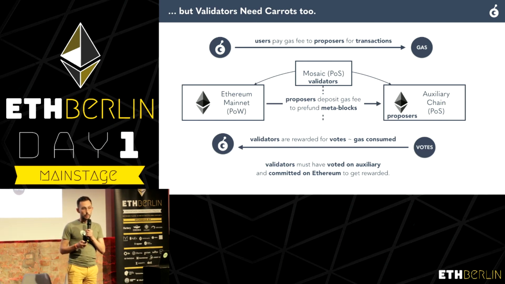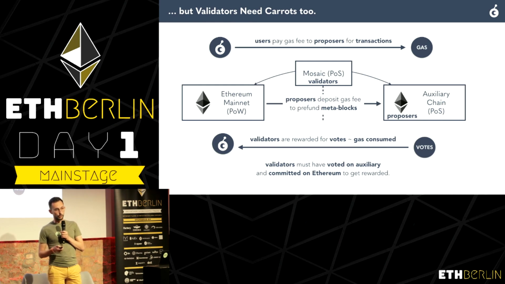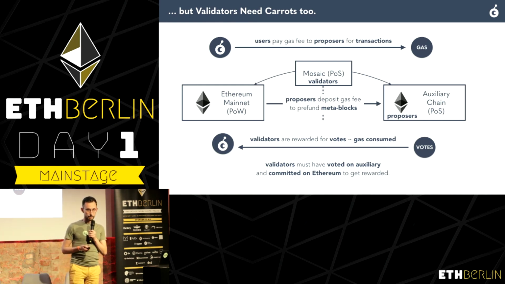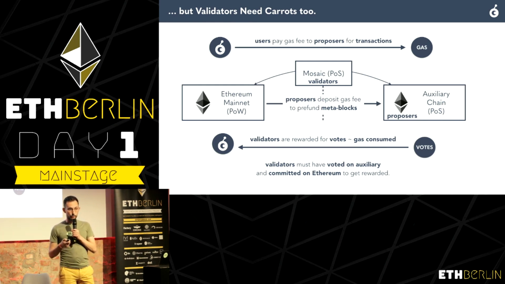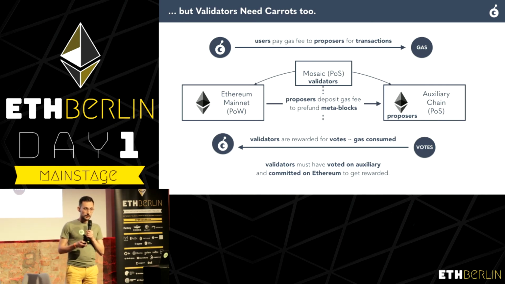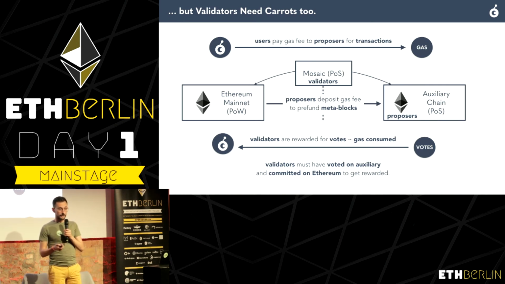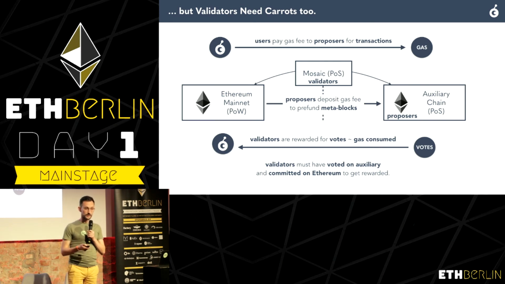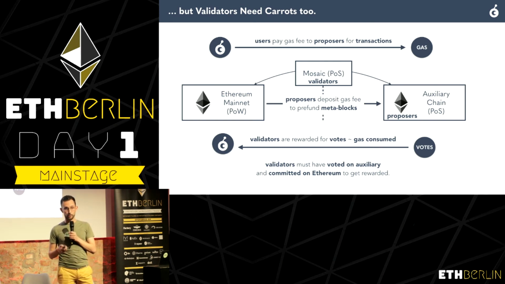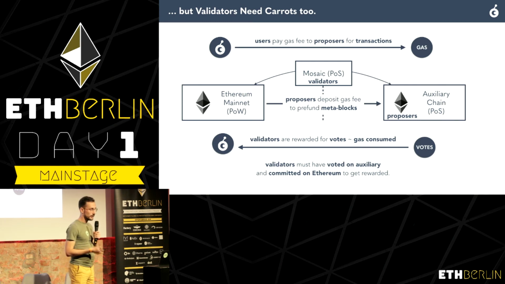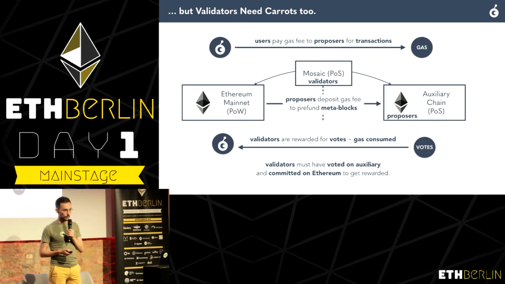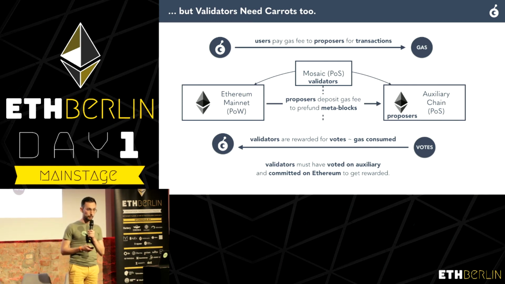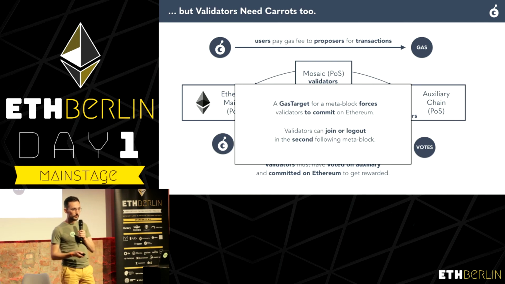But we additionally require them to pre-deposit for pre-funding the meta blocks. Because now, for all the votes that the Mosaic validators cast, we can have them be rewarded on the auxiliary chain. And it gives us a very nice consequence that the validators have to vote both on the auxiliary chain and commit to Ethereum in order to get to their reward. So they have to be a full participant in the system.